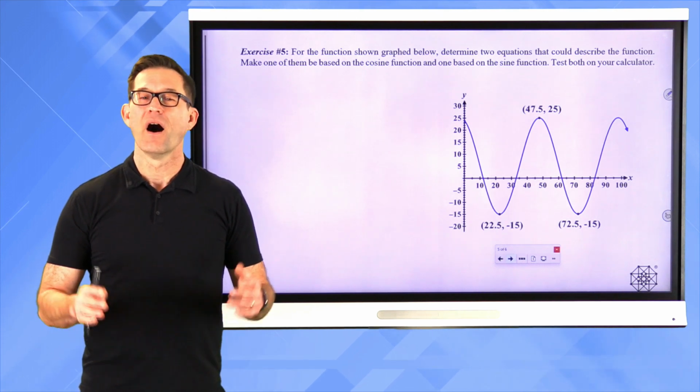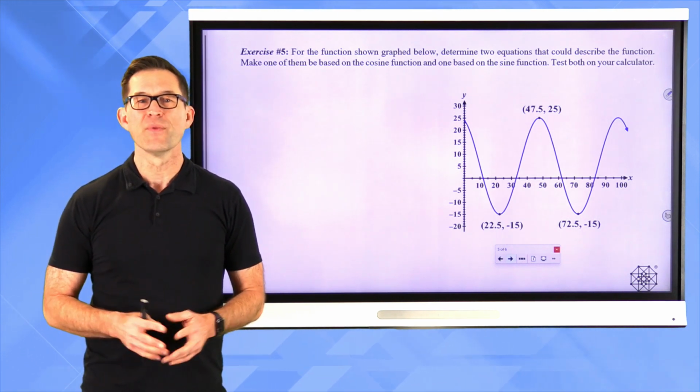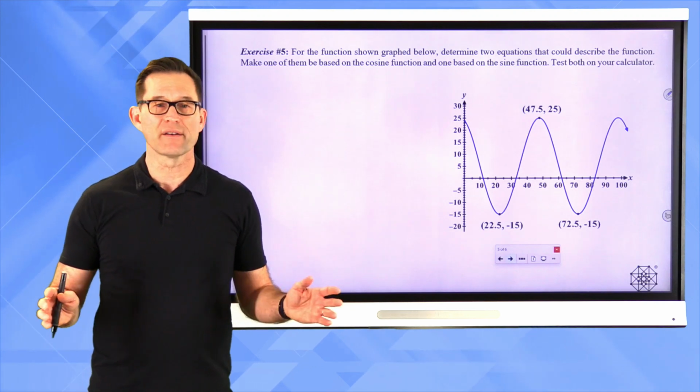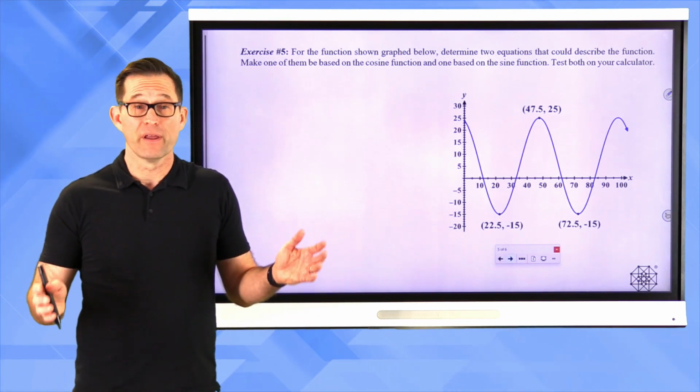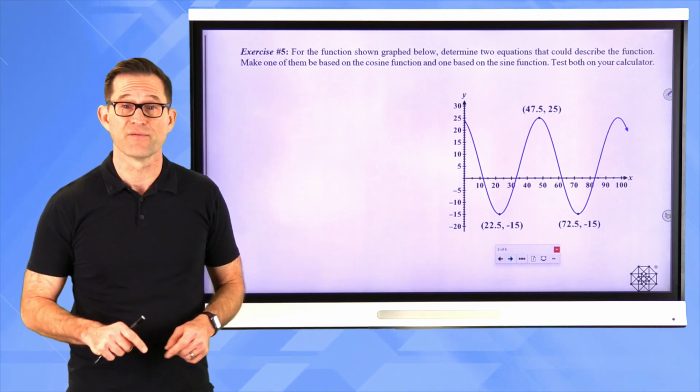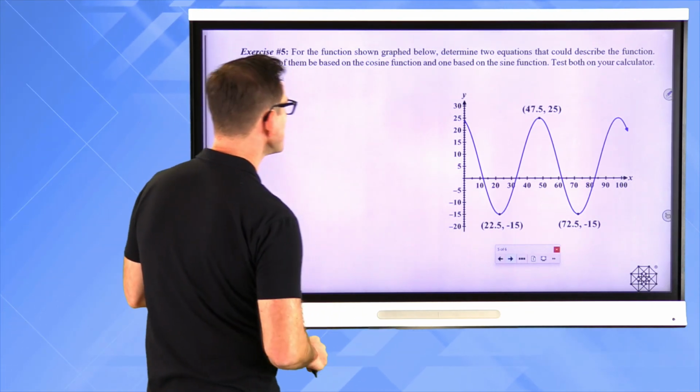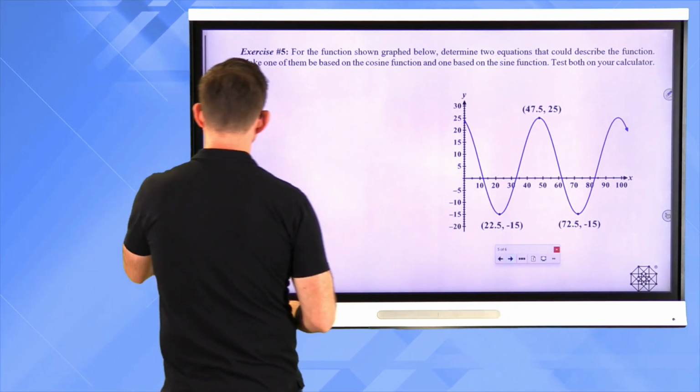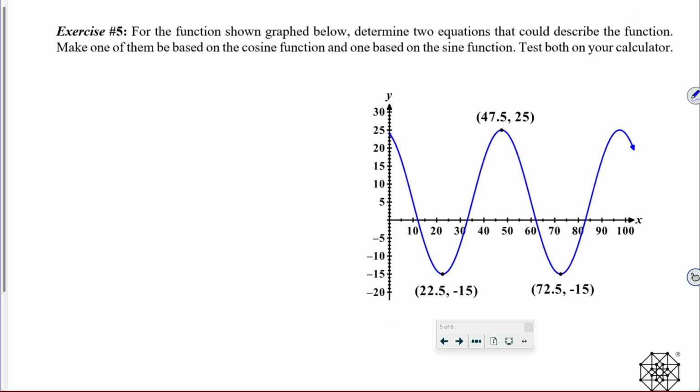So as always, I begin with the midline and the amplitude, period, and frequency, because those don't depend on whether it's sine, cosine, or what the horizontal shift is. So let's do it. These are a little bit messier because we've got some negatives, positives, and some decimals involved. It's all good. We can handle all of them.